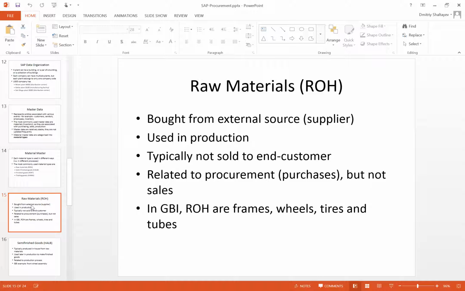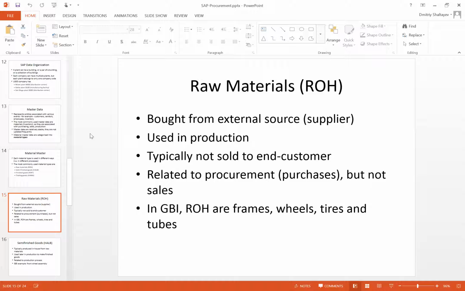Raw materials, ROH. What are they? These are typically items that I'm buying from an external supplier. For example, it can be wheels, it can be frames for the bikes, it can be handlebars for the bikes, it can be spoke reflectors, so something that goes into my finished product, the bikes that I manufacture. The purpose of raw materials is to participate in the production process, and typically they are not sold to the end customers. Now, of course, there can be an exception, like for example, a customer bought a bike from me and I need to replace a wheel, right? So they will buy a wheel from me as well. But that's an exception rather than the rule. I don't anticipate a lot of this type of demand.